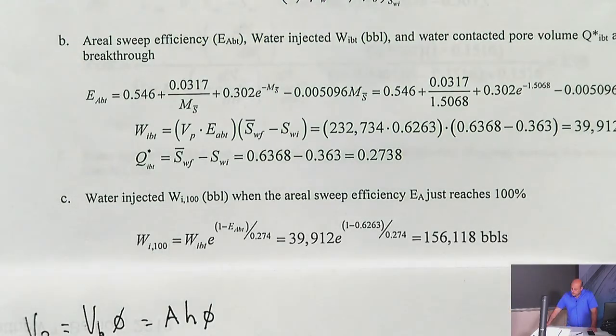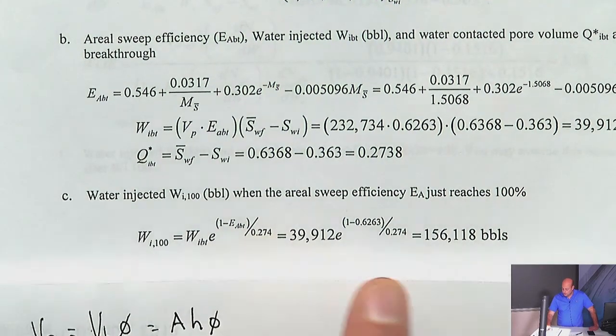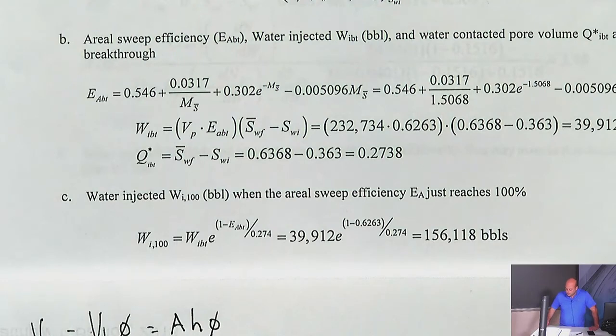Yeah, so remember how we did that? We used our EA formula. We set EA equal to 1 and then just did some algebra. But the water injected at 100% sweep efficiency is water injected at breakthrough, e to the 1 minus EABT divided by 2.274, and I get 156,000 barrels.